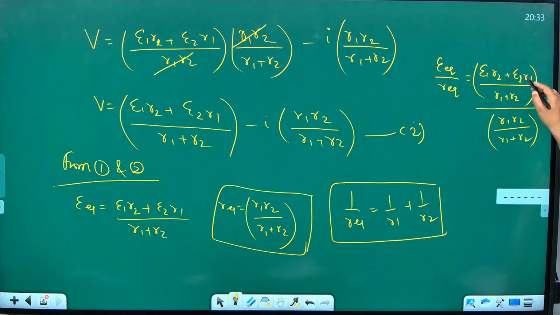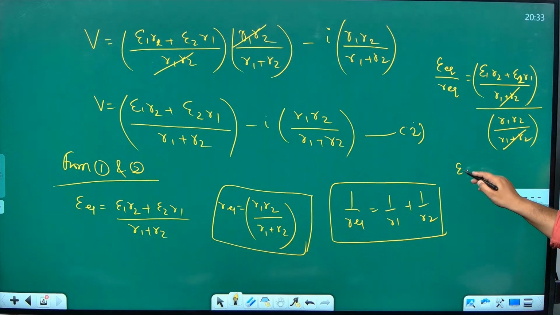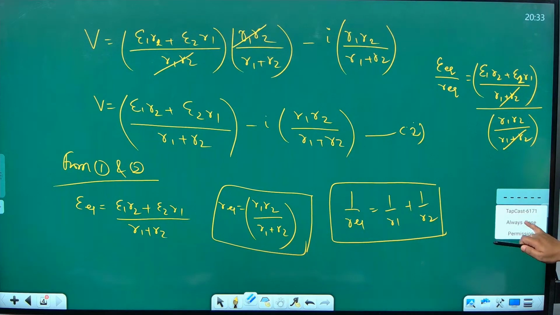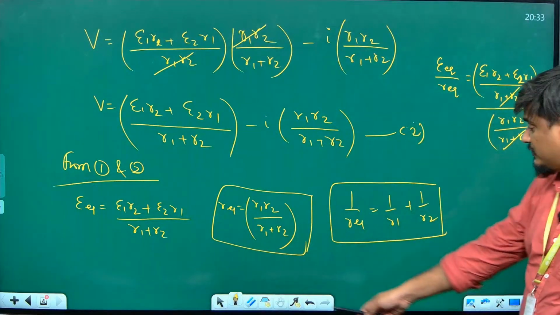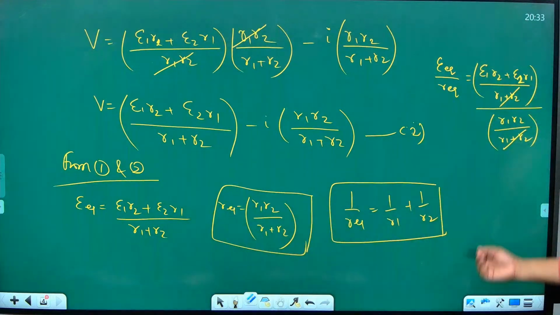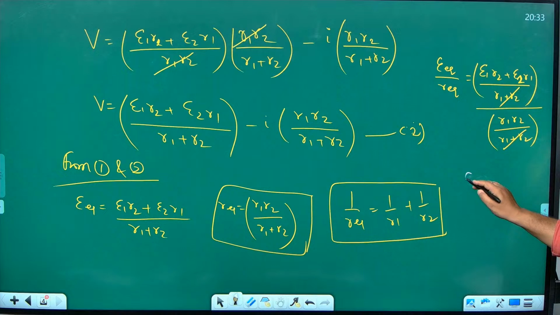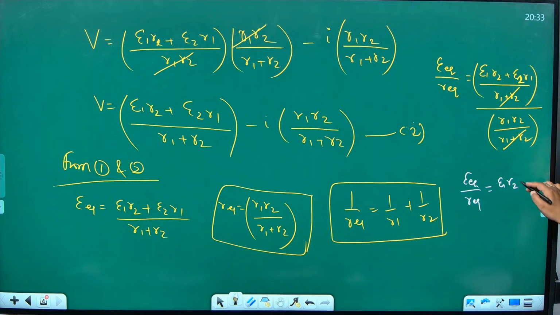Good concentration. R1 plus R2 gets cancelled, and we get E equivalent by R equivalent as what? E1 R2 plus E2 R1 by R1 R2. So E equivalent by R equivalent is equal to E1 R2 plus E2 R1 by R1 R2.